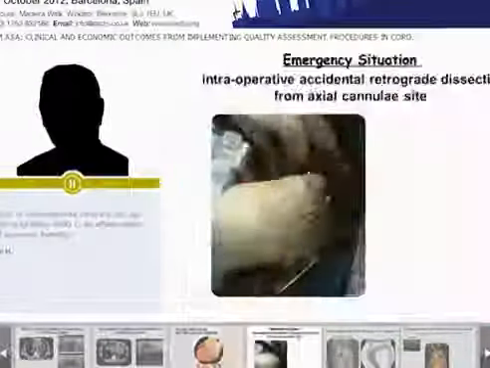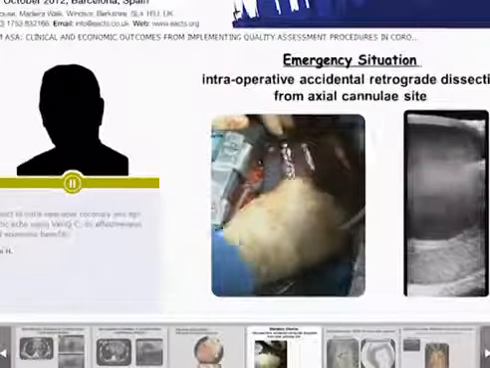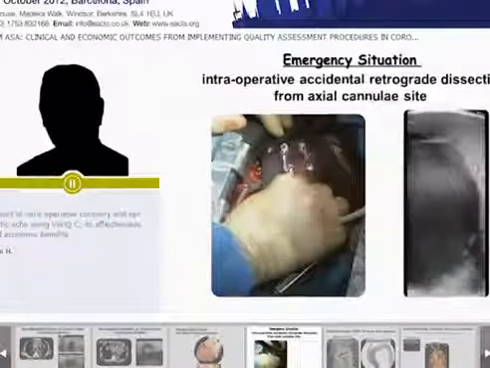This is an accidental retrograde dissection during the operation. VQC easily shows that accidental dissection during the operation.